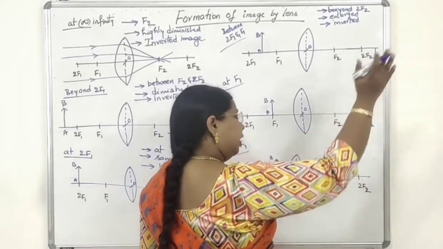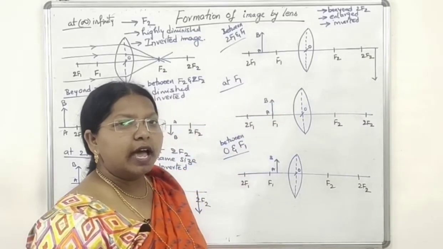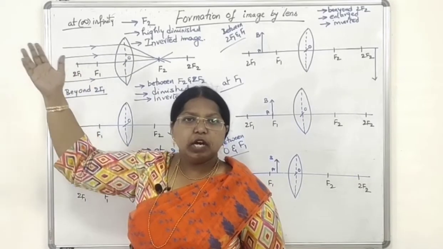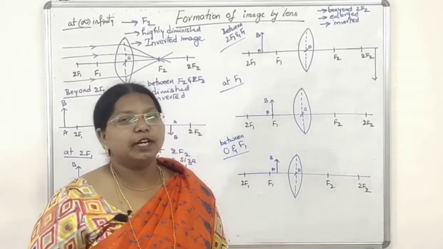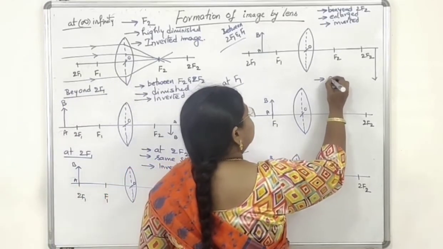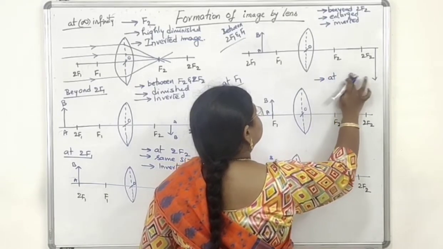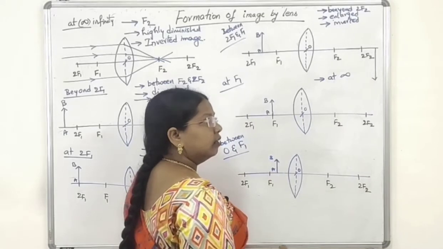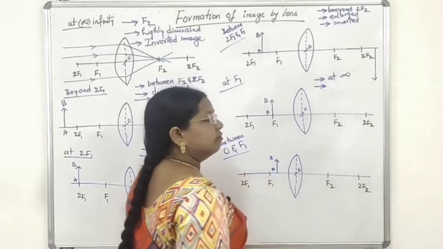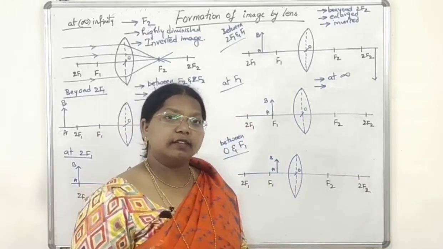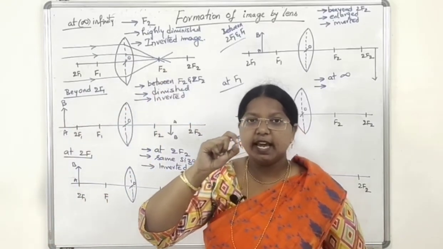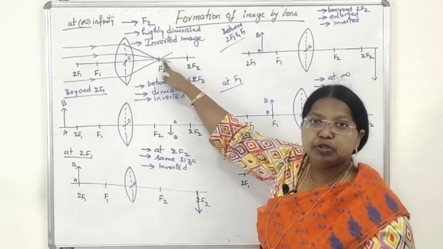Beyond 2F2 is infinity. As we didn't write the object at infinity, we didn't show it here, because on paper we can't show the infinity position. Here also for the image we will not show it. So we'll just leave it at infinity. So where is the image? At infinity. I'll just write the symbol for infinity. What is this? Inverted only. What is the size now? Size at infinity: from the first I will come. Diminished, then highly diminished to a point.